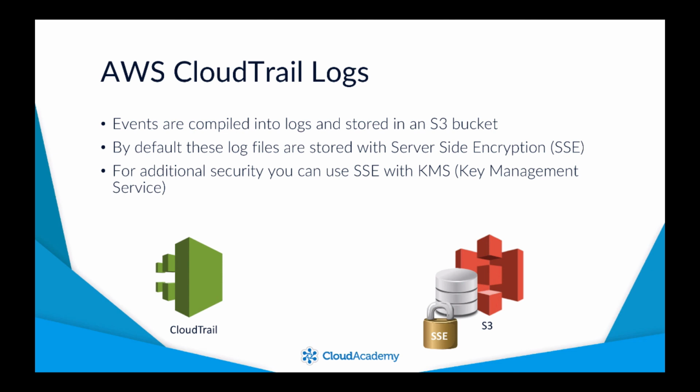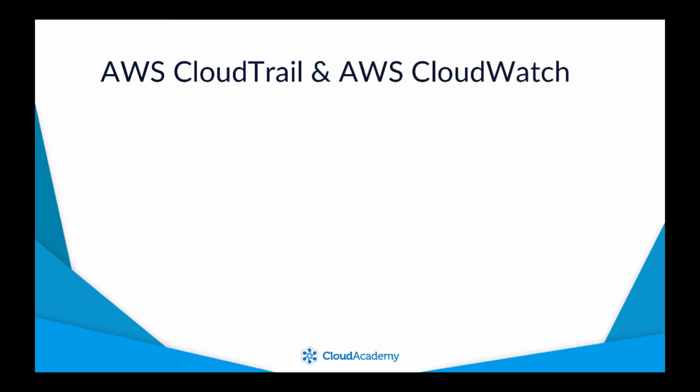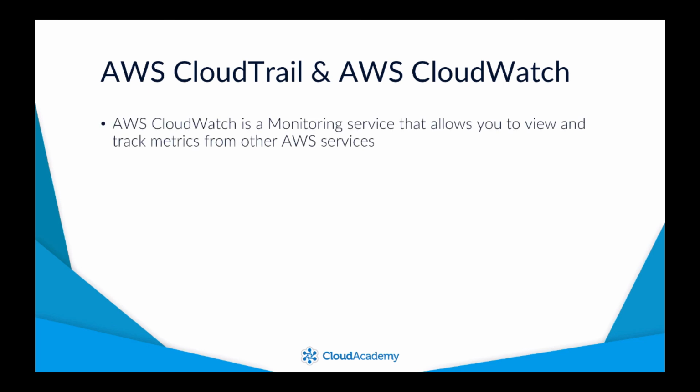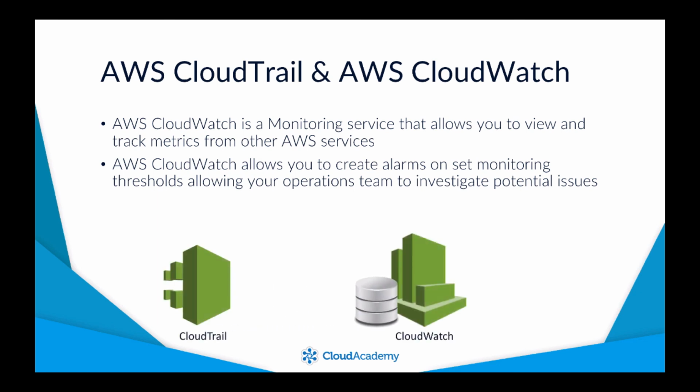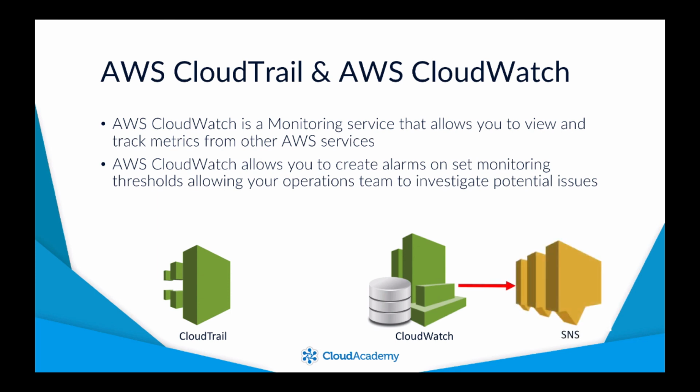CloudTrail isn't only integrated with S3, it also has a close relationship with AWS CloudWatch too. AWS CloudWatch is a monitoring service that allows you to view and track specific metrics from other AWS services. CloudWatch also allows you to create alarms if custom monitoring metric thresholds are reached, allowing your operations team to investigate potential issues. Logs from CloudTrail can be sent to CloudWatch to allow metrics and thresholds to be configured, which in turn can utilize SNS to create notifications of specific events relating to API activity.